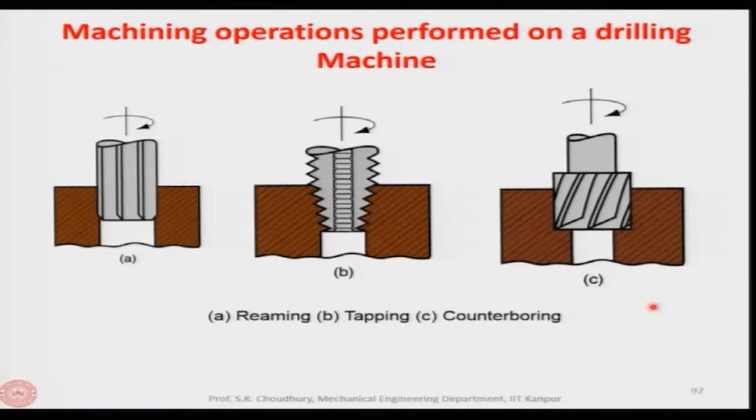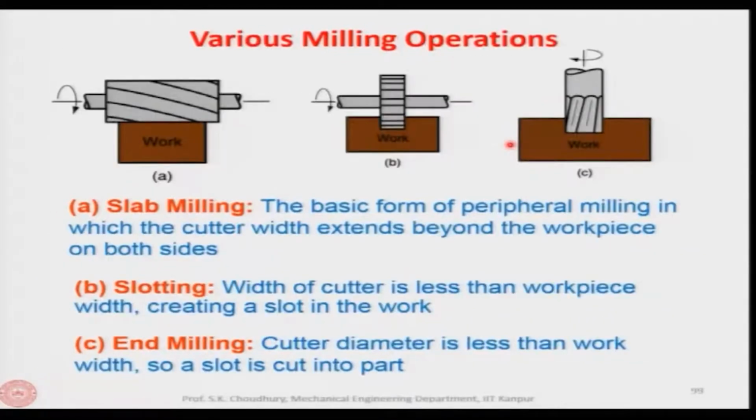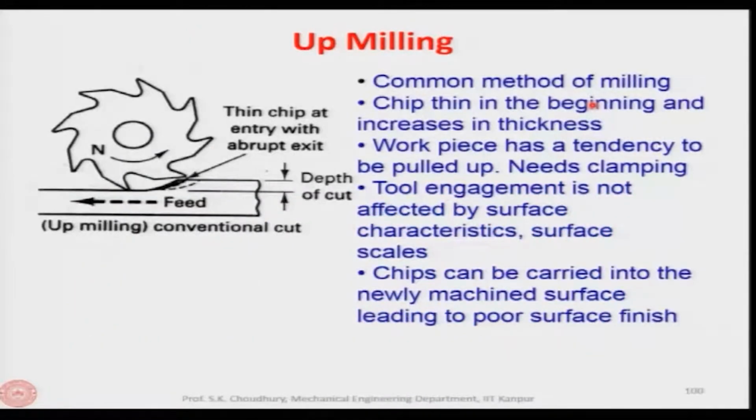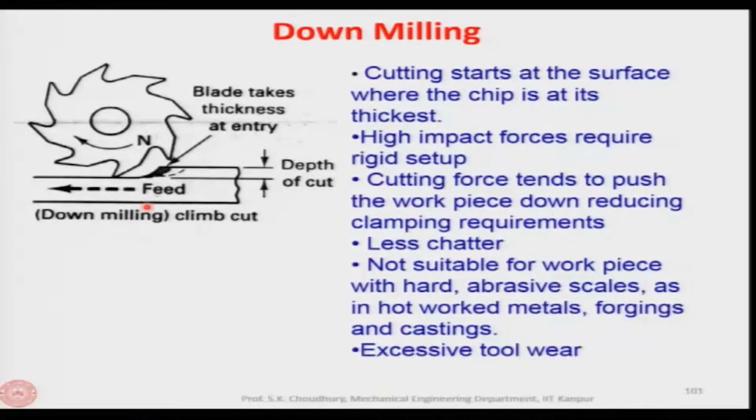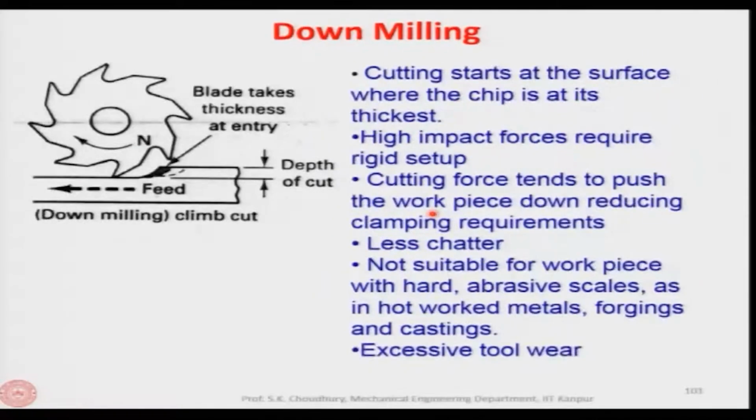These are the machining operations, which are reaming, tapping, counter boring, just have a glimpse of it. And this is milling, where we have peripheral milling, face milling, slab milling, slotting, end milling. All right. We have up milling and down milling. You know that up milling means the direction of the milling cutter rotation and the feed are different. Down milling is the same, and these are the specifications of what happens in down milling or up milling. These are common things, there is no science behind this.